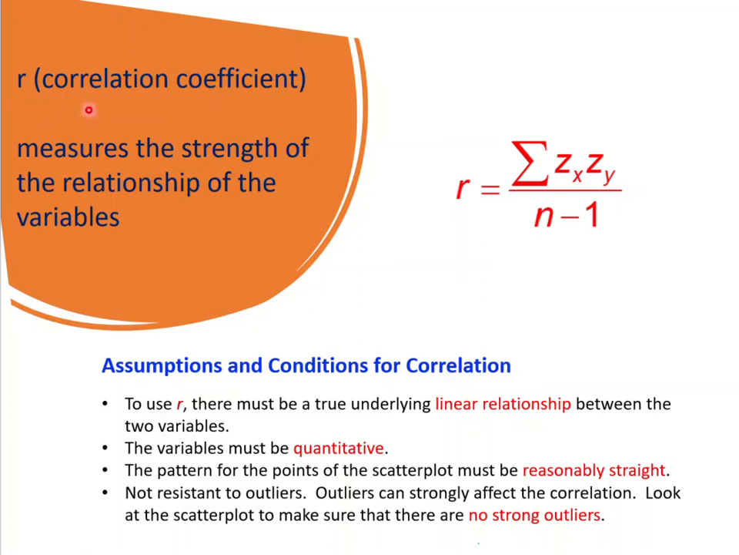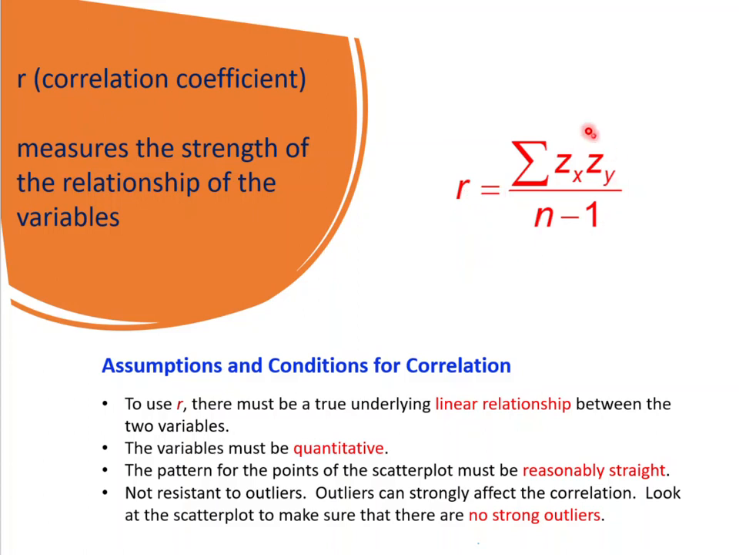Now, for the correlation coefficient, we're going to use the variable r to indicate this idea. And what I want you to understand is that r is actually going to be a value that we use to measure the strength of the relationship between the two variables, between our two quantitative variables. So we're going to end up with a number, a quantitative value that I can actually use to talk about the relationship between these two variables being either strong or weak.